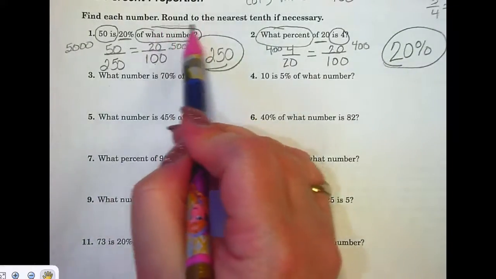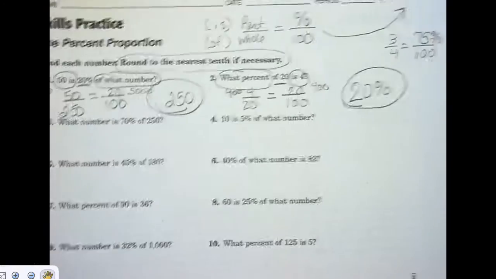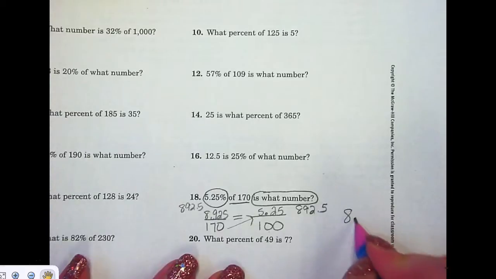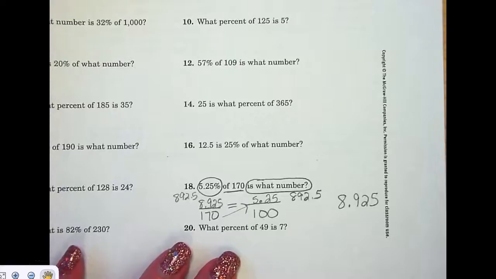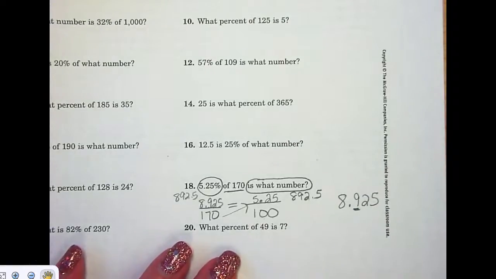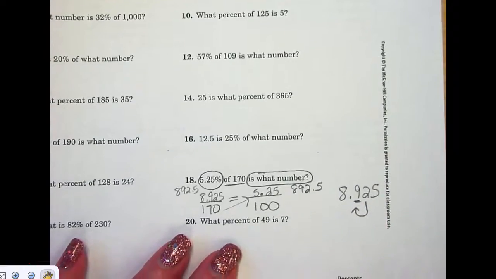Now, what do our directions say? Round to the nearest tenth if necessary, right? Round to the nearest tenth if necessary. So what would that be? Is that already rounded to the nearest tenth? No. So if I have 8.925, which digit's in the tenths place? The 9 is in the tenths place. What digit tells that 9 what to do? The 2. What does it tell it to do? Stay the same. So what is our answer?